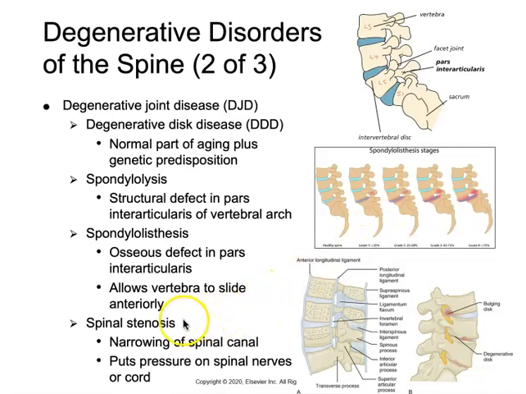Something else that could lead to pain is spinal stenosis, and this is when we have a narrowing of our spinal canal. This, of course, can place pressure on our spinal nerves or the cord, and that can cause symptoms like leg pain and numbness, and in severe cases, sometimes a loss of motor function.